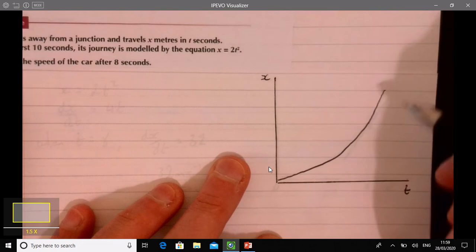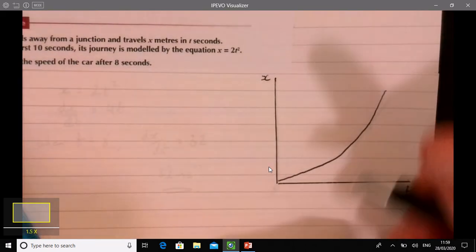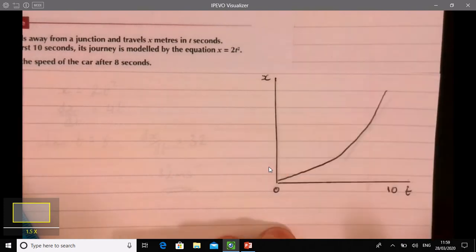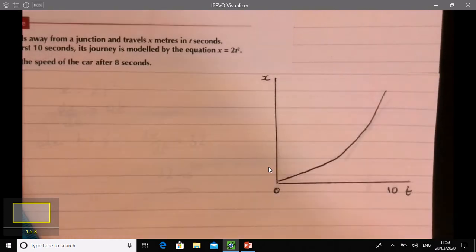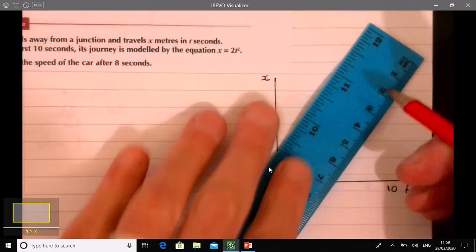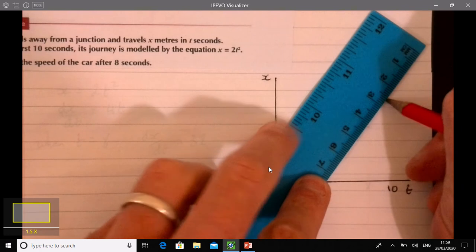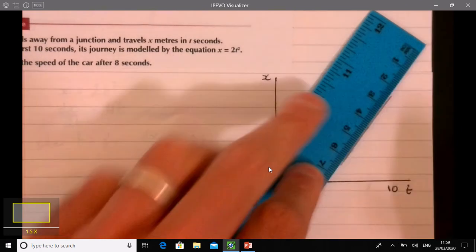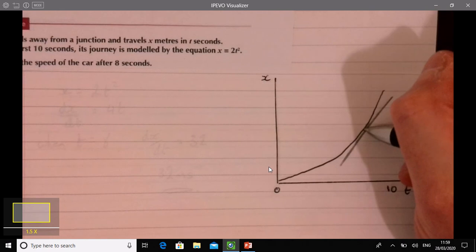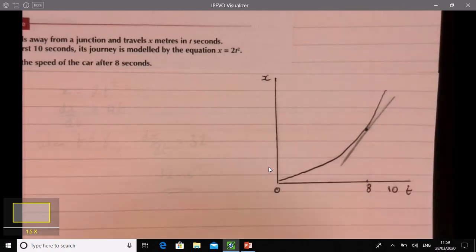And there we go. And what are we actually being asked to do? It says for the first 10 seconds, so let's put a 10 just there. It's going from 0, I'm not going to do negatives there. So what is the question? The question is basically, it says find the speed of the car after 8 seconds. So it's just asking us to find out the gradient when t is equal to 8.